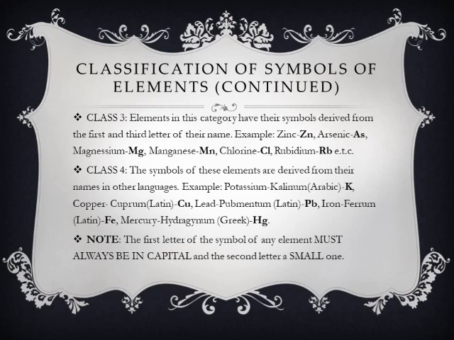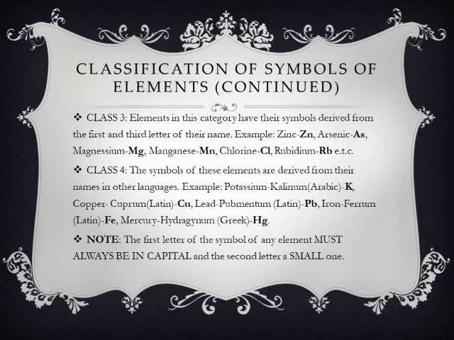Example: potassium is called kalinum in Arabic, the symbol is K. Copper is called cuprum in Latin, the symbol is Cu. Lead is plumbum in Latin, and then the symbol is Pb. Iron is ferrum, also in Latin, symbol Fe. Mercury is hydrargyrum in Greek, and the symbol is Hg.